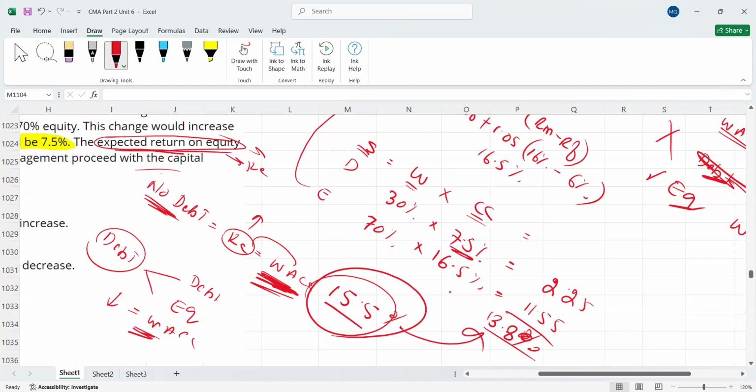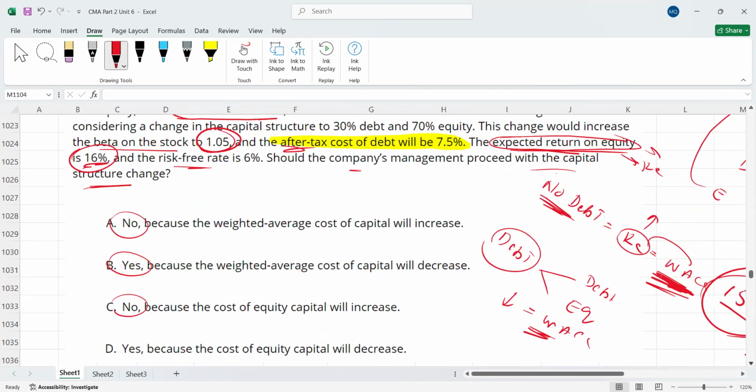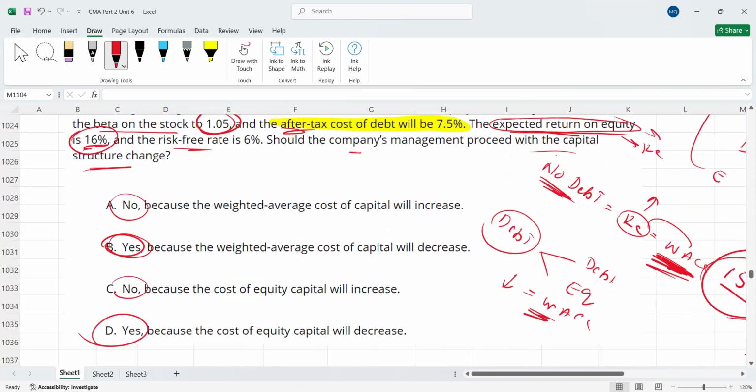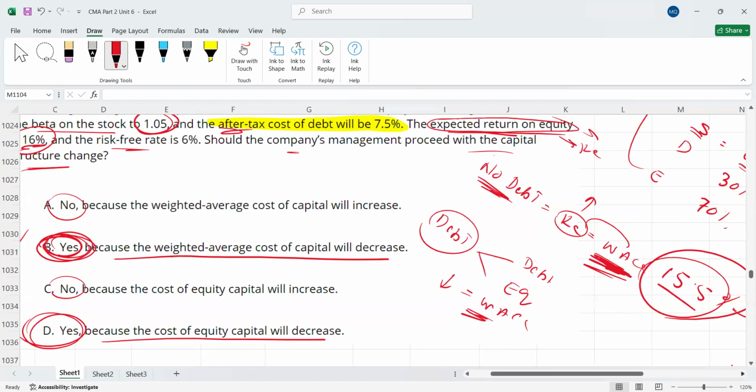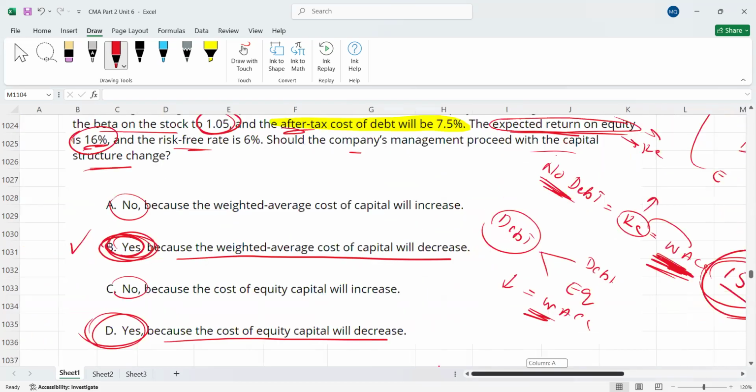So it means we should take the debt, right? Because WACC is reducing. So the answer should be yes, so either B or D. Let's have a look now. B: yes, we should take debt because the weighted average cost of capital will decrease. Yes, correct. D: yes, we should take it because the cost of equity capital will decrease. No, cost of equity has increased, because previously cost of equity was 15.5 and the new cost of equity is 16.5. This is not correct. But overall WACC is reducing due to cheaper debt. So B option is the correct answer.